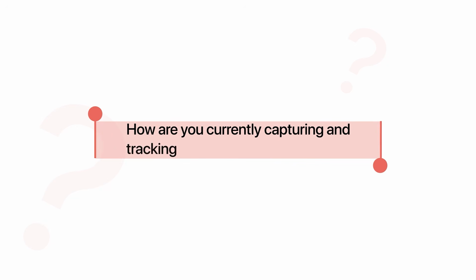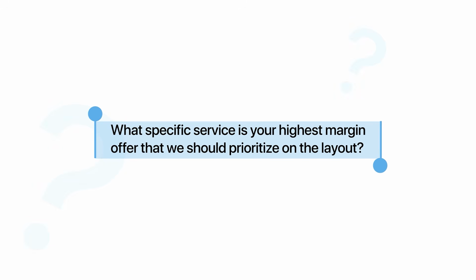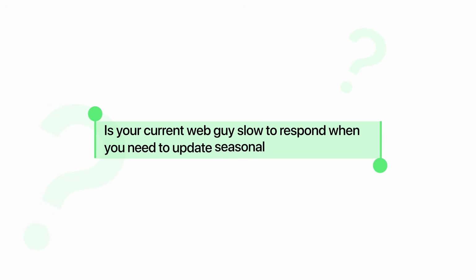So that short call is where you then figure out what they actually need, and you keep the questions simple and business focused. You can ask, say, "How are you currently capturing and tracking incoming customer leads?" And then you can ask, "What specific service is your highest margin offer that we should prioritize on the layout?" You can also ask, "Is your current web guy slow to respond when you need to update seasonal operational hours?" So these kinds of questions help you understand their problems without making the conversation feel overly technical.